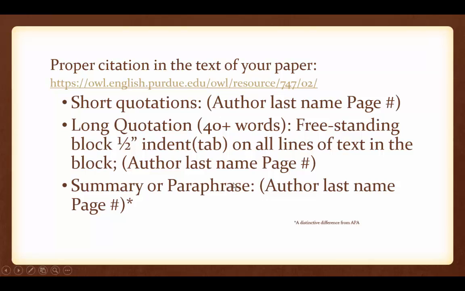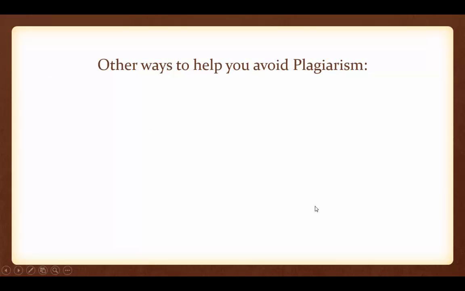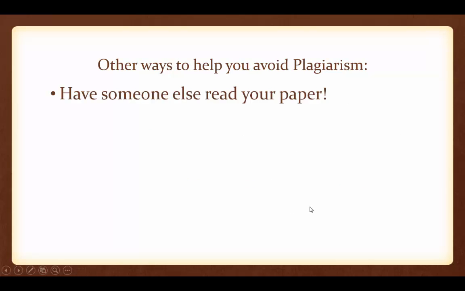If you summarize or paraphrase, after you have summarized or paraphrased, you put the author last name and page number. And all of these, this in parentheses comes right before the period at the end of the sentence. So even if the quotation falls in the middle of the sentence, the citation still doesn't come until the period at the end of the sentence. Here are some other ways to help you avoid plagiarism.